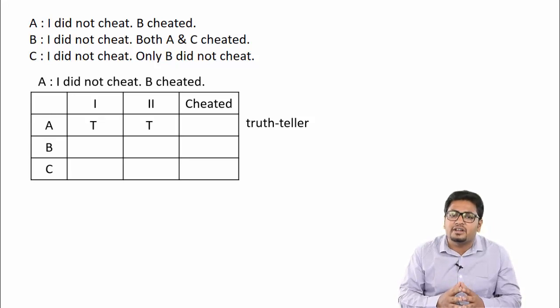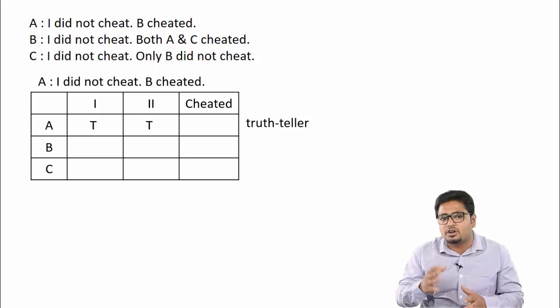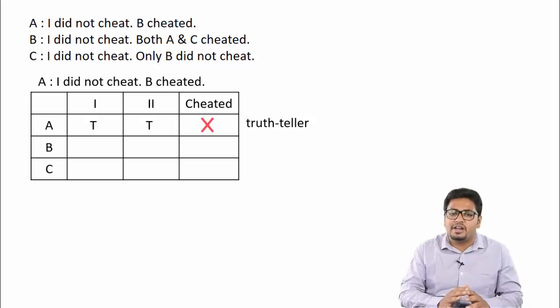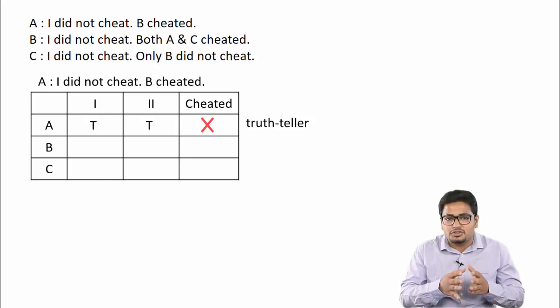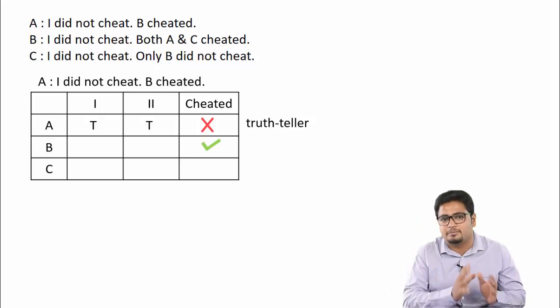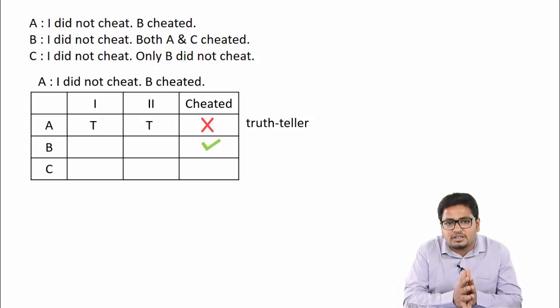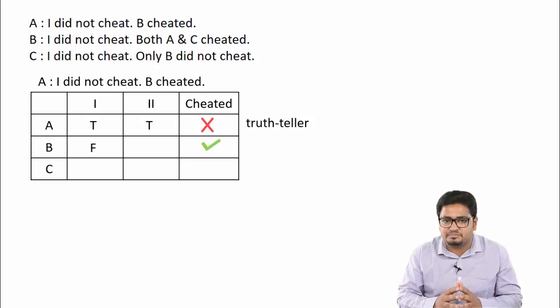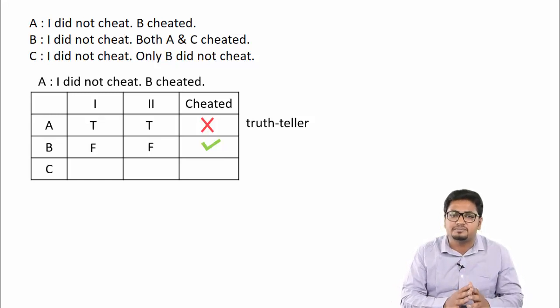According to his first statement, he did not cheat, and we have assumed this to be true. So we will put a cross in the cheated column for A. And according to the second statement, player B cheated. So we will put a tick mark for B in the same column. Now, if player B cheated, then the first statement by player B is false. The second statement by player B says that both A and C cheated, which also becomes false because of the assumption that A is the truth teller and he did not cheat.